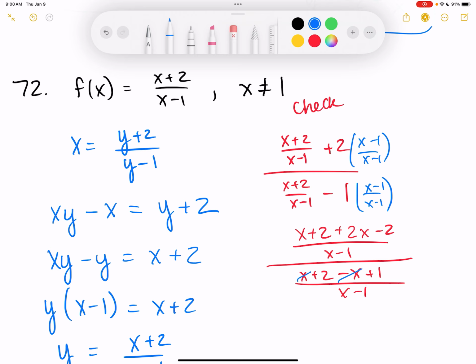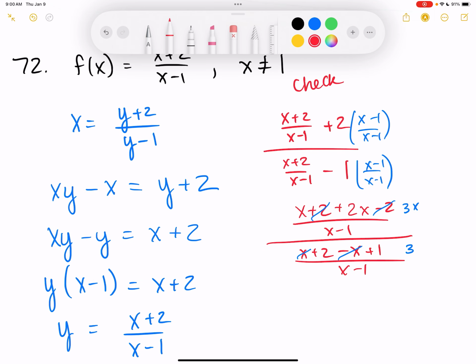So x and negative x cancel here. 2 and negative 2 cancel here. So I've got a 3x and I've got a 3. So then keep, change, flip. I've got 3x over x minus 1 times x minus 1 over 3. Cancels, cancels. I'm left with x.